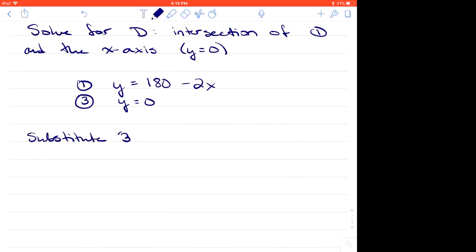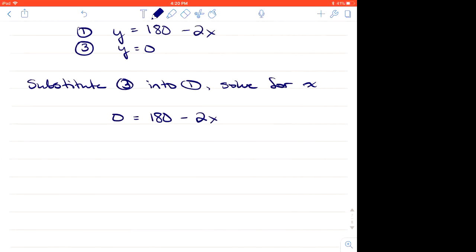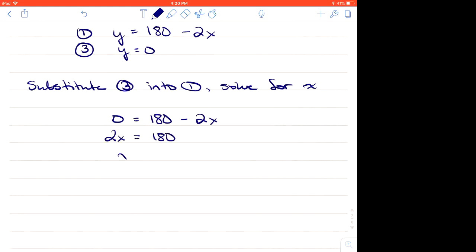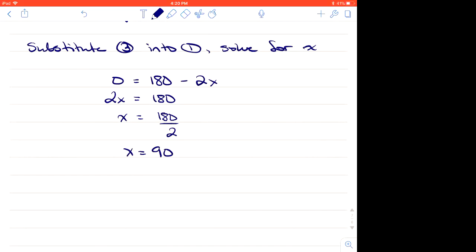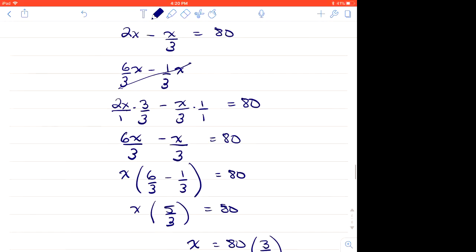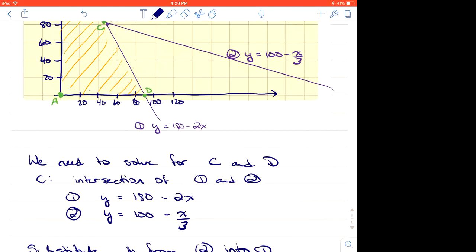So same thing. Substitute 3 into 1 or 1 into 3, it doesn't matter. So then you get 0 is 180 minus 2x, and I'll finish here, solve for x. Getting x to one side, I'm going to add 2x to both sides to get rid of that minus. So I get 2x is 180, x is 180 over 2. So x must be 90. Depends on how you drew your line, but here, now we know that when x is 90, that looks reasonable. Y is 0, that's point D.